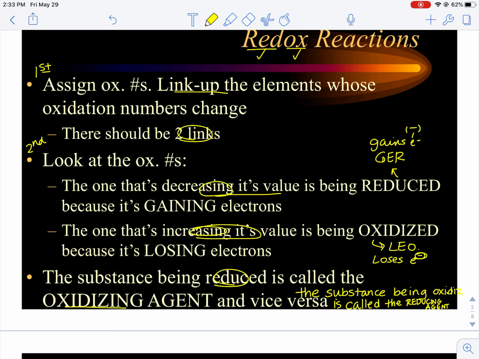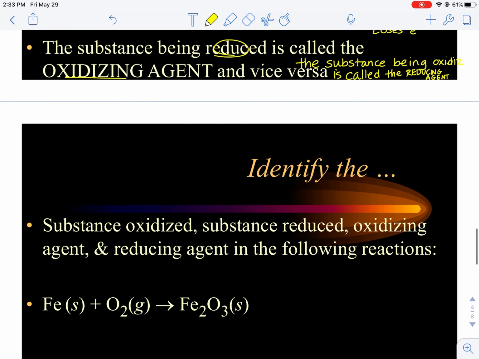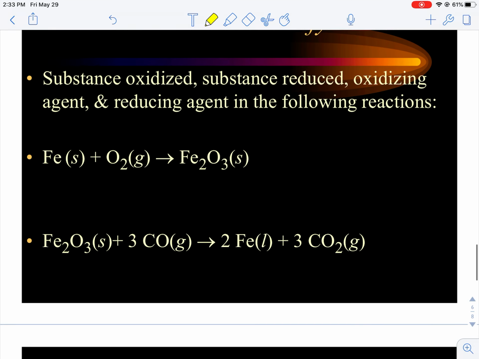So let's try to put this all together so that we can identify what's being oxidized, what's being reduced, what's the oxidizing agent, and what's the reducing agent. All right, so we've got this first chemical reaction. Solid iron reacts with oxygen gas to produce iron 3 oxide. It is not balanced, and that's okay for the purpose of what we're trying to do today.